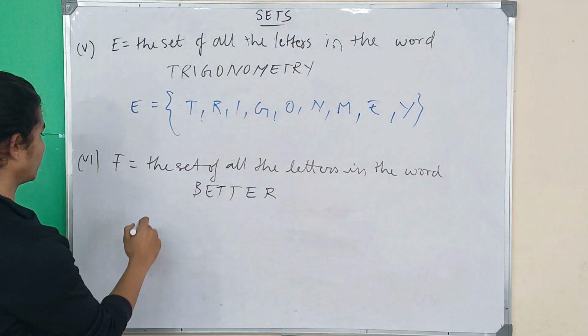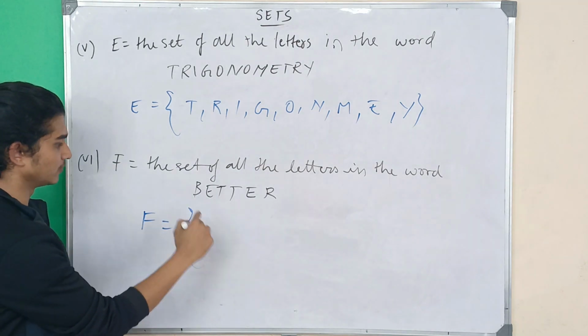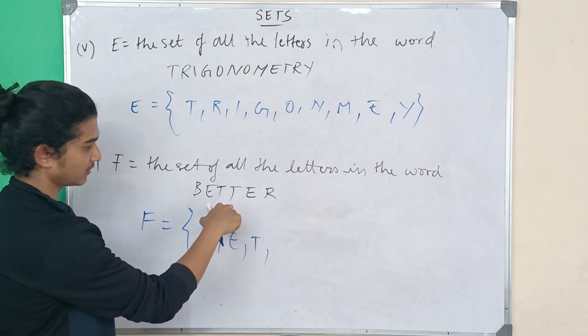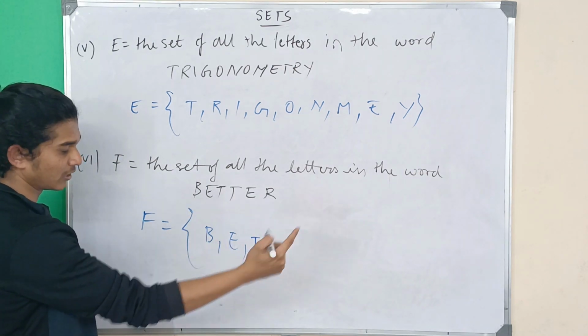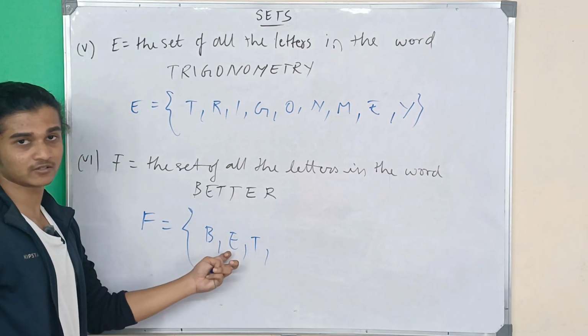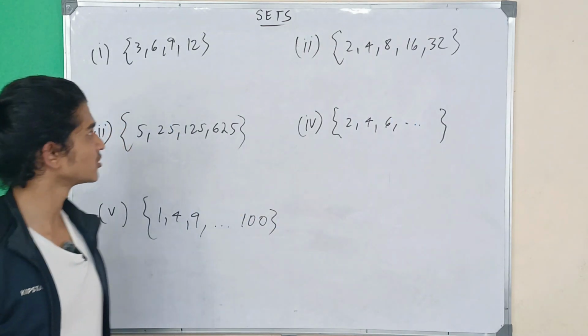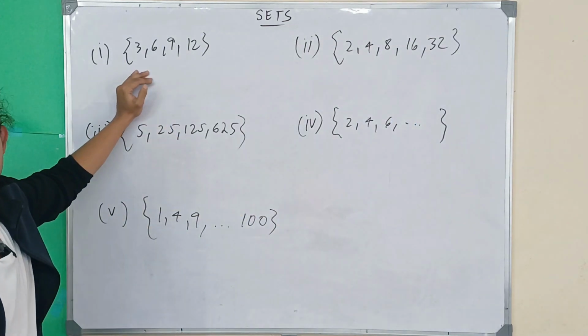Try this, or I'll try. So F equal to, so B is not there, E, okay, T, and then T is already written once, so I don't need to repeat again. And then E is also written already once, so I don't need to repeat again. And then R.